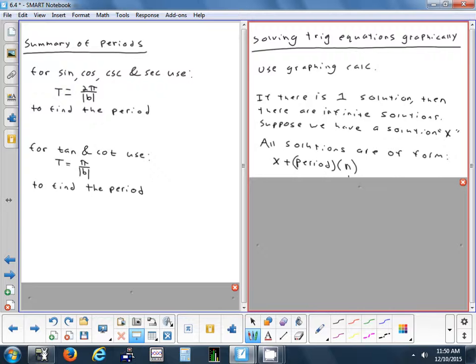Okay, so suppose that you graph it. You find a solution in a period, we'll call it x. All the solutions would be of the form that solution, x, plus your period times n. Your solution plus any integer multiple of the period. And again, you don't have to worry about doing plus or minus, right? Because if n is a negative, that would take care of the minus.